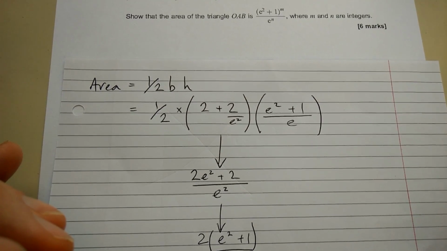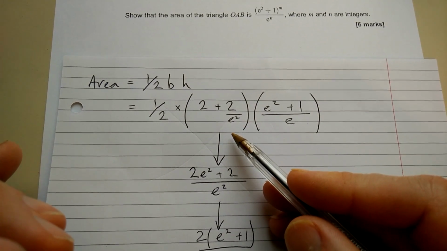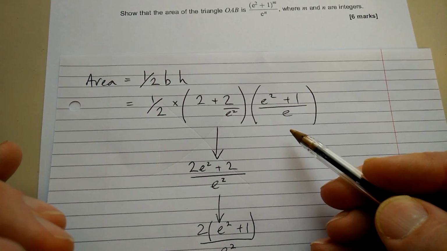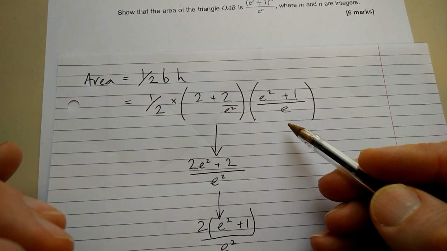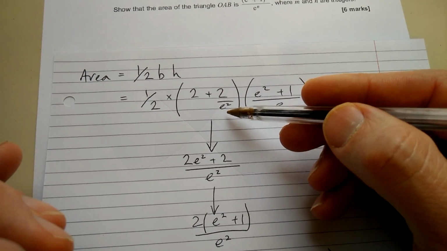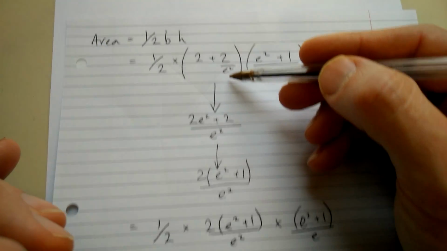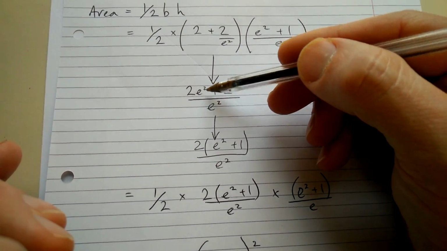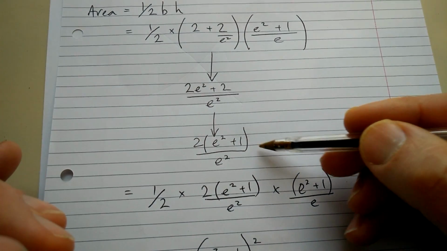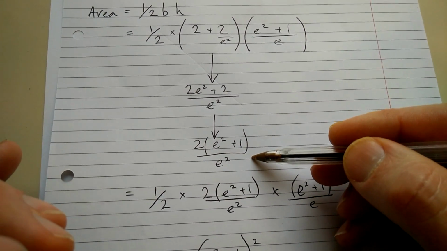The base is the distance OA, and that is given by the x-coordinate of the point A. The height is given by OB, and that is given by the y-coordinate of B. At this point, it might be helpful to rewrite the x-coordinate as follows. Getting a common denominator of e squared finally gives us 2 multiplied by (e squared plus 1) all over e squared.